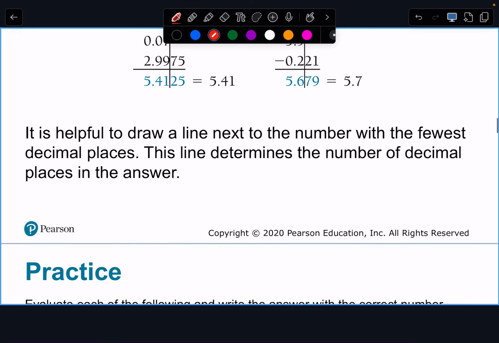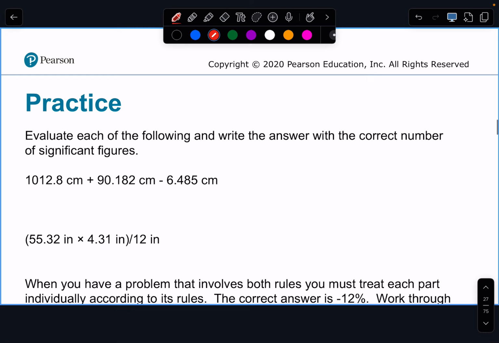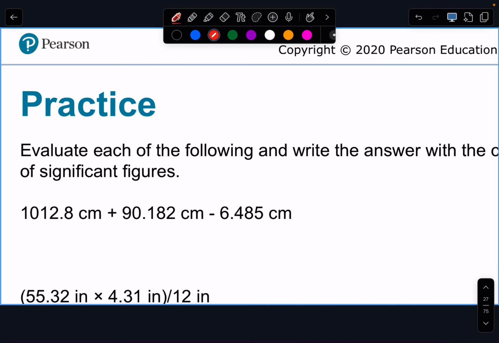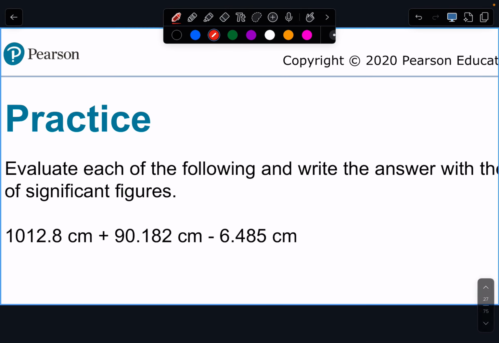Okay, let's have you try an example on your own. This first one here, just the first one. You do not have to line them up. You can just do it in your calculator, but you're using the rule of places beyond the decimal.